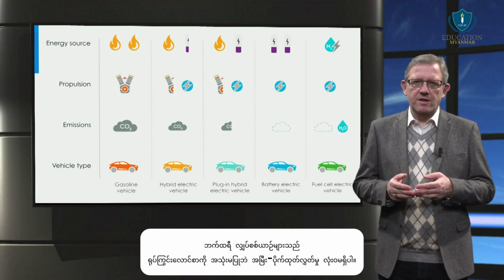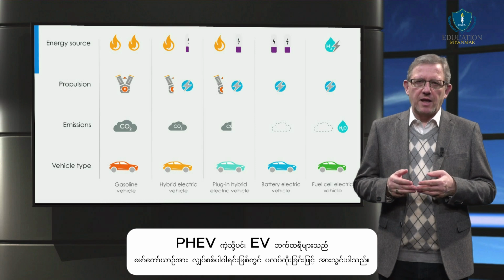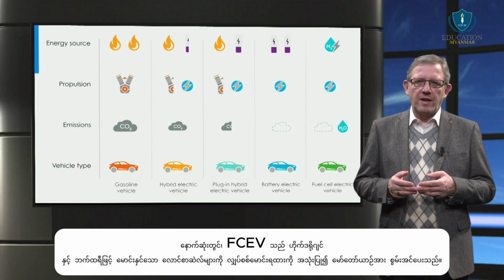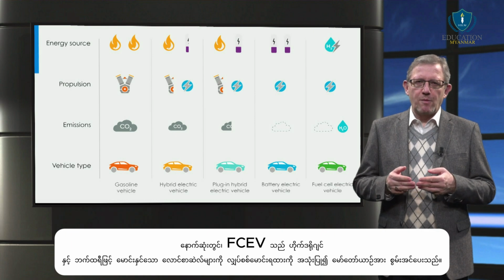Battery electric vehicles use no fossil fuels and have zero tailpipe emissions. Like a plug-in hybrid electric vehicle, the electric vehicle batteries are charged by plugging the vehicle into an electric power source. Finally, a fuel cell electric vehicle uses a fuel cell powered by the hydrogen and a battery to power the vehicle using an electric drivetrain.